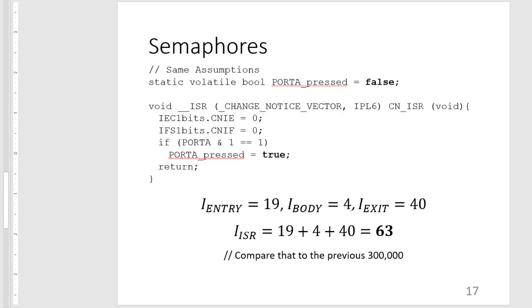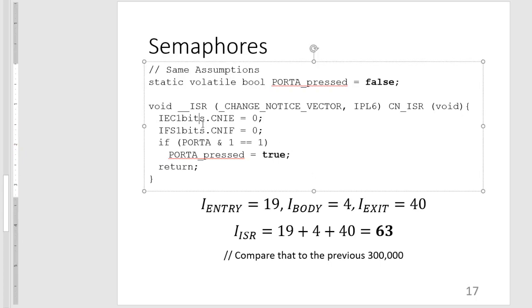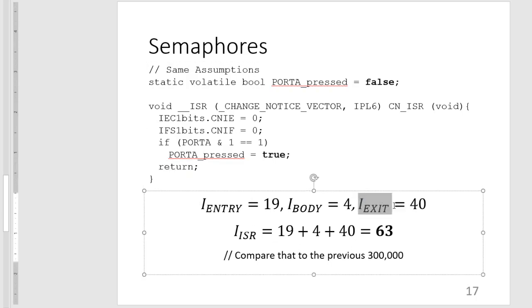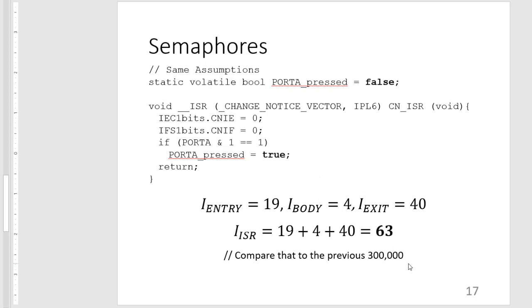So in this case, our interrupt body has 1, 2, 3, 4 instructions. We set the return as included in the exit instructions, actually. So in this case, we can say the instruction count of our ISR is 19 plus 4 plus 40, which is 63. Which should be significantly less than our previous 300,000.